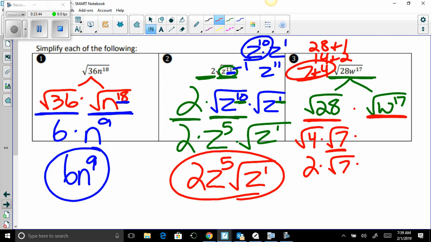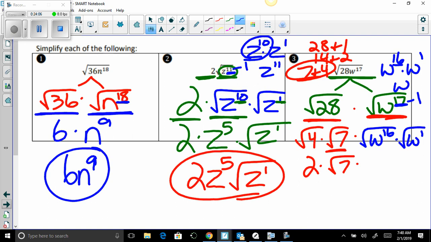Now I still have this. The square root of w to the 17. Well, you should realize right away, this is an odd number. It's not a perfect square for a variable. So subtract 1, make it w to the 16 times w to the 1. Because remember, you keep the w and you add the exponents when you're multiplying. And now, because I have an even exponent, this is a perfect square for a variable.